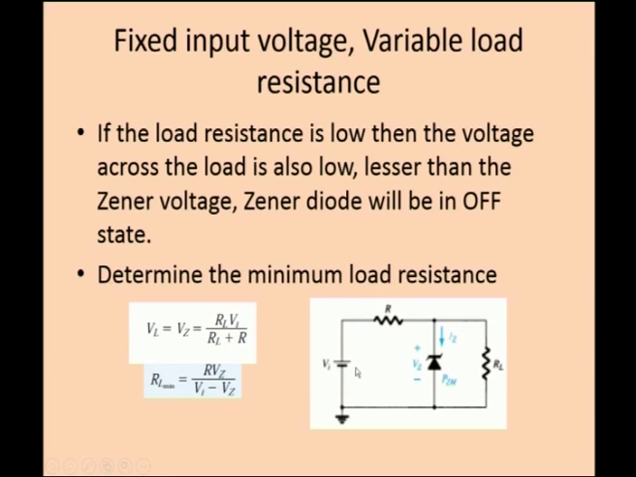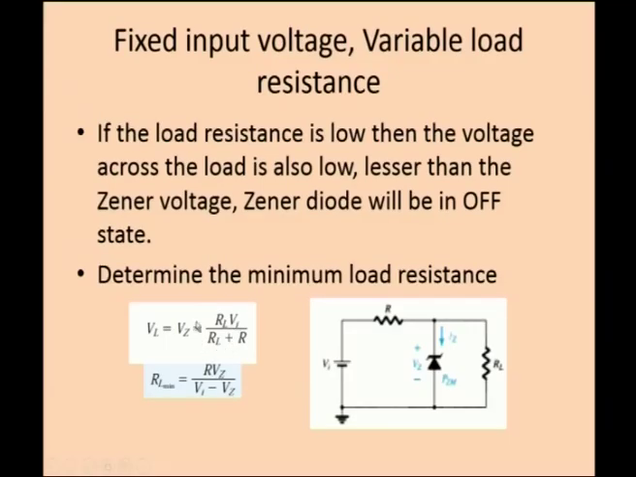If we consider the input voltage as fixed and the load resistance is varied, then if the load resistance is very low, the voltage across the load is also very low. If the load voltage is less than the diode voltage VZ, the diode is in off state. So determine the minimum load resistance above which the diode will be on. How will you determine the minimum load resistance?